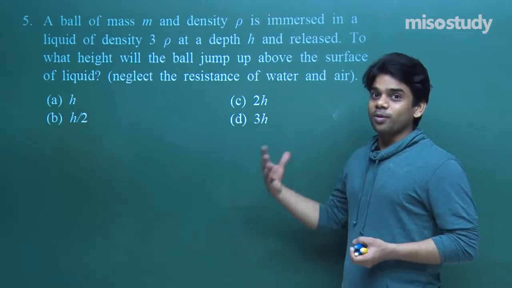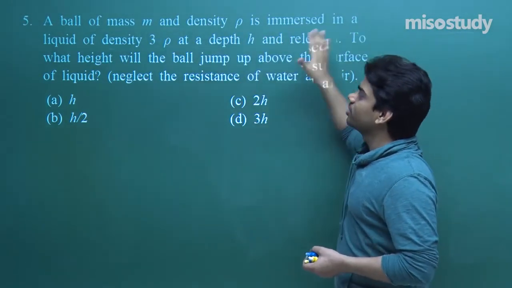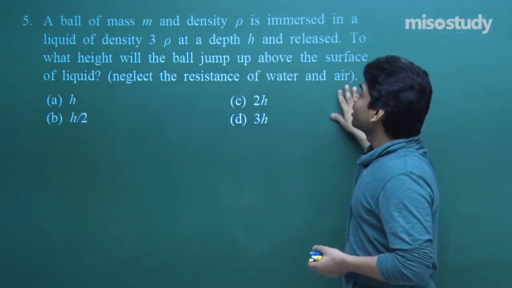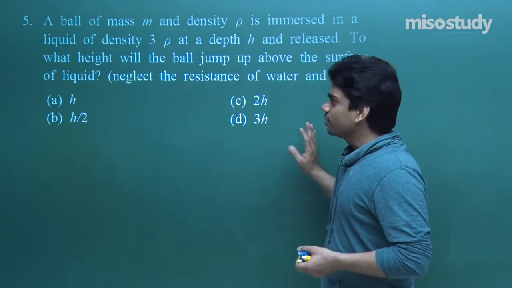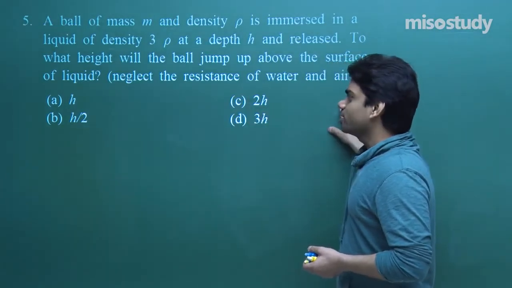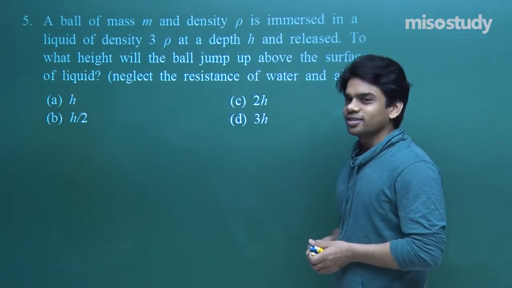Now we have a ball whose density is given as rho and mass m, immersed in a liquid of density 3 rho at a depth h and released. To what height will the ball jump up above the surface of the liquid? Neglect the resistance of water and air. A, h; B, h by 2; C, 2h; and D, 3h.